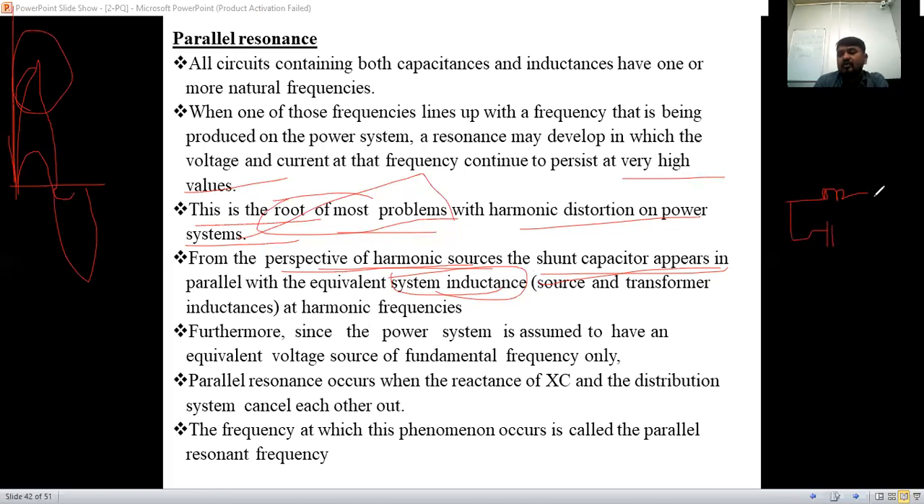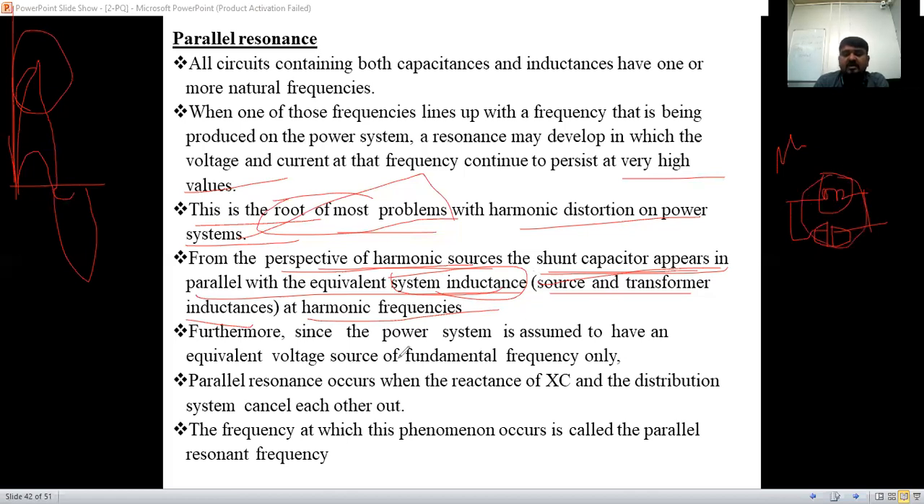They are connected in parallel here. This one we are going to call the system inductance, and this one we are going to consider as the shunt capacitor. So the shunt capacitor appears in parallel with the equivalent system inductance, that is the source and transformer inductances, which we consider at harmonic frequencies. At harmonic frequency, they are connected in parallel.